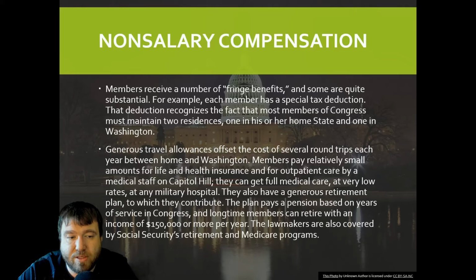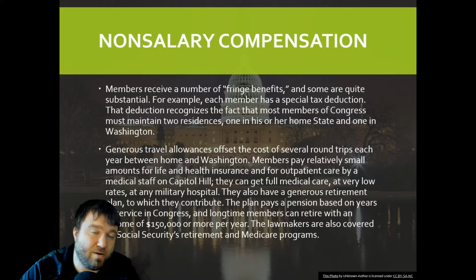Members pay relatively small amounts for life and health insurance and for outpatient care by a medical staff on Capitol Hill. They can get full medical care at very low rates at any military hospital. They also have a generous retirement plan to which they contribute. The plan pays a pension based on years of service in Congress, and longtime members can retire with an income of $150,000 or more per year. The lawmakers are also covered by Social Security's retirement and Medicare programs.